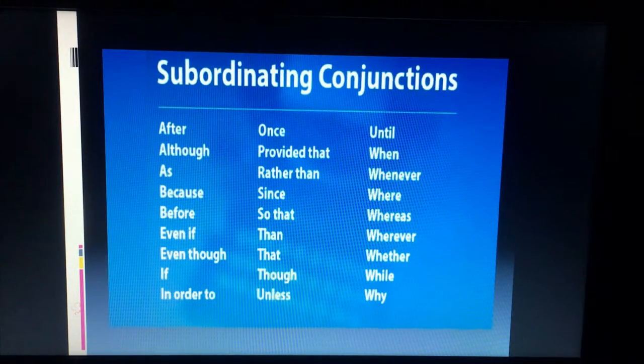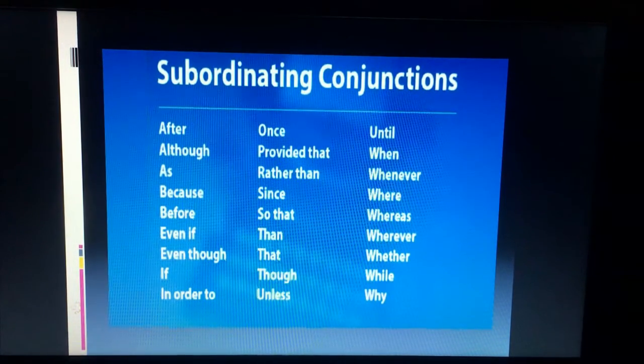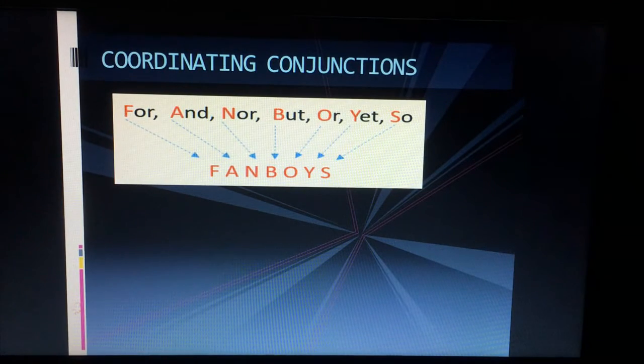Now I will show you the subordinating conjunctions. Here is a list of subordinating conjunctions which we use most of the time: after, although, because, before. These are some of the examples. Please have a look at this. Let's move on to the other one, which is coordinating conjunctions. As you can see, there is a word here, FANBOYS, in which F stands for for, A for and, N for nor, B for but, O for or, Y for yet, and S for so.